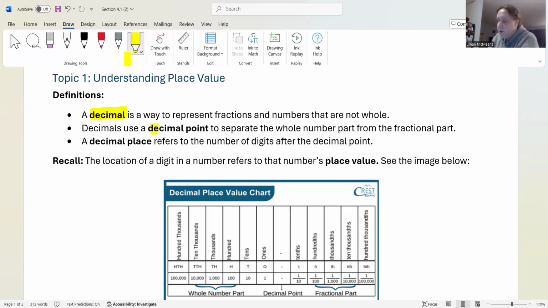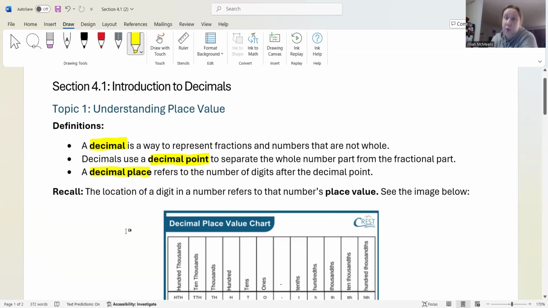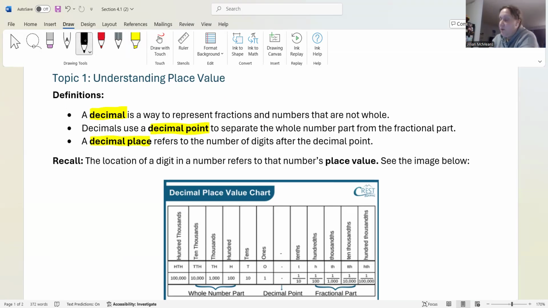Now, decimals use a decimal point to separate the whole number part from the fractional part. We've all seen that, especially if you go shopping, with money. There's a decimal point that separates the dollars from the cents, the dollars being the whole number, the cents being some part of a whole. And then finally, we have this idea of decimal place. A decimal place refers to the number of digits after the decimal point. Just a quick example, if I were to write 4.25, 4 is the whole number part, 0.25 is the fractional part. We use a decimal point to separate the two. Notice I have two digits after the decimal point, so I have two decimal places here.